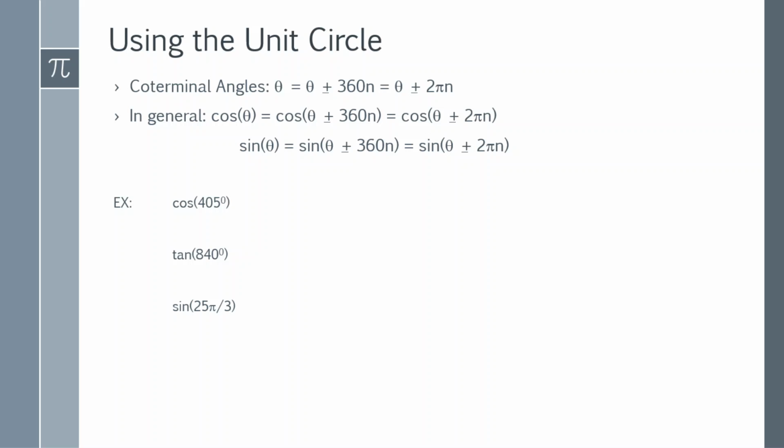Today we're going to talk about using the unit circle. So if you remember, we talked about our unit circle. And on this unit circle, our radius is 1. And any point is found from the cosine and the sine of that angle.